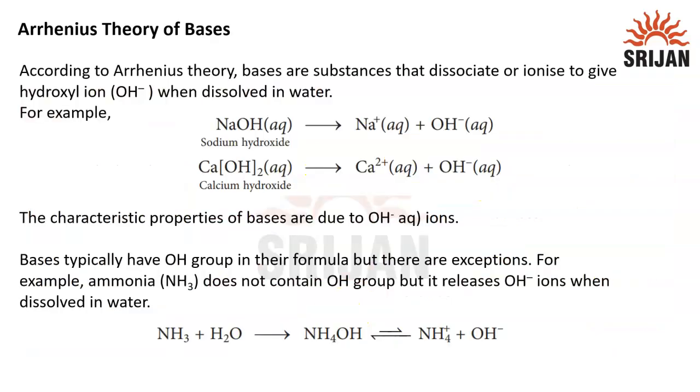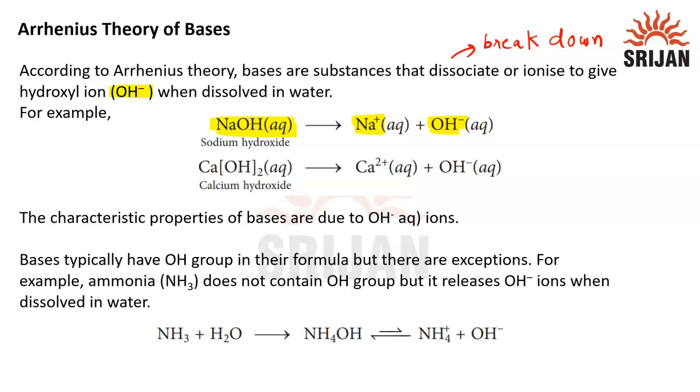Next, there is the Arrhenius theory of bases. Arrhenius is a scientist who gave this theory for the bases. According to him, bases are those substances which dissociate. Dissociate means simply broken down. So bases are those substances which are broken down or ionized to give hydroxyl ions. Means there is a base which is NaOH. Whenever I put it into water, I have to write this aqueous sign. So this NaOH will be broken down into OH negative ion and its cation which is Na positive.